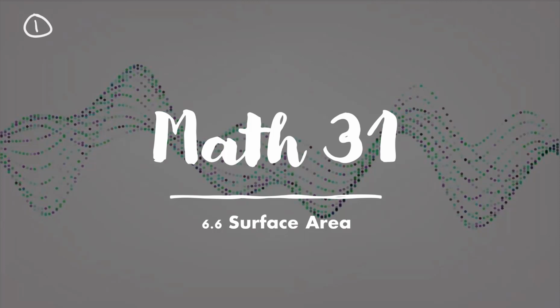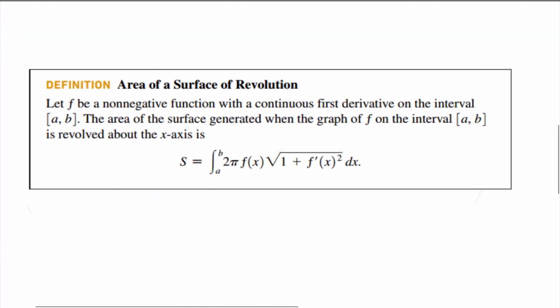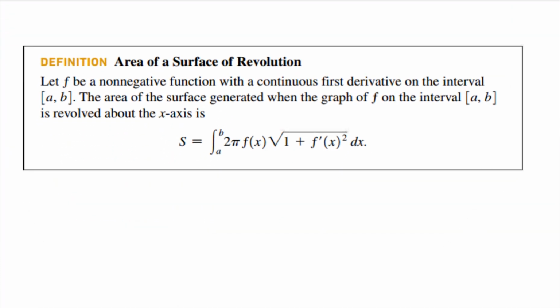But let's take a section off here and just jump right to it. So surface area. So the area of a surface of revolution. No more surfaces of revolution. Yeah, I think we're about done with that sort of stuff. This should be it. So one more thing to remember. Let f be a non-negative function with a continuous first derivative on the closed interval from a to b. The area of the surface generated when the graph of f on the closed interval from a to b is revolved about the x-axis.